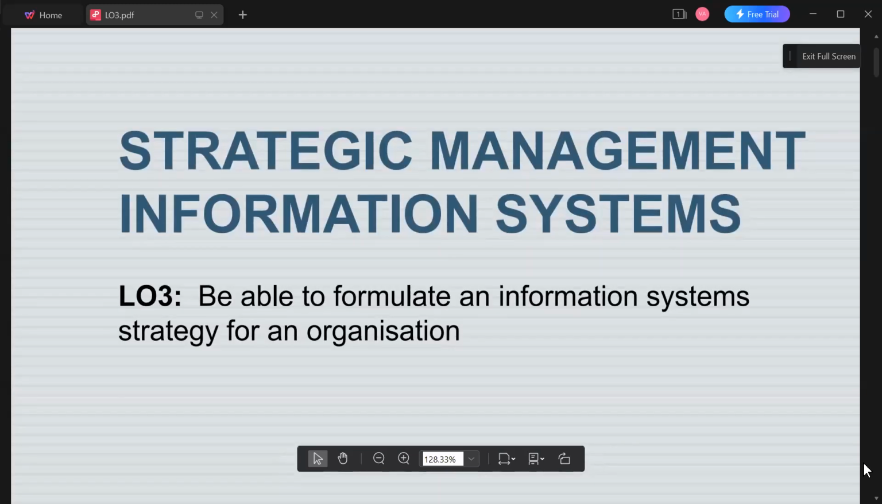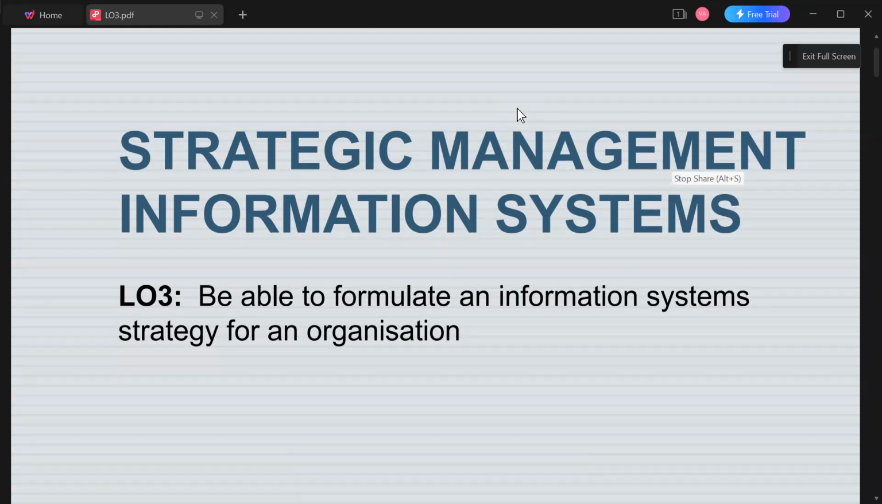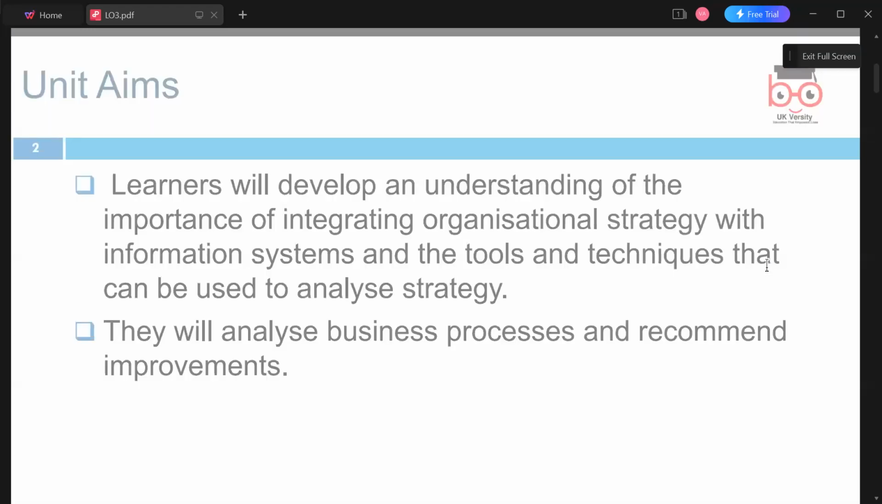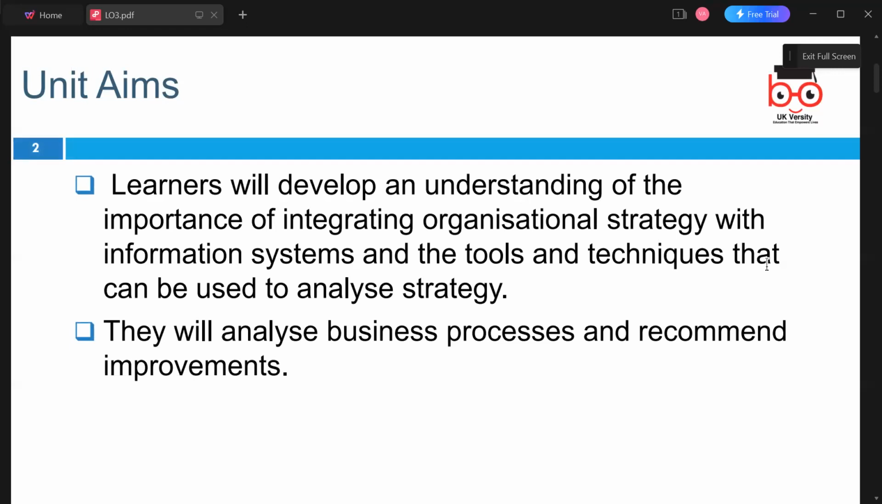So in today's session, we're going to formulate an information system strategy for an organization. So what do we mean by that? The learner will now develop an understanding of the importance of integrating organizational strategy with the information system and the tools and techniques that can be used to analyze strategy. So they will analyze business processes and recommend improvements.